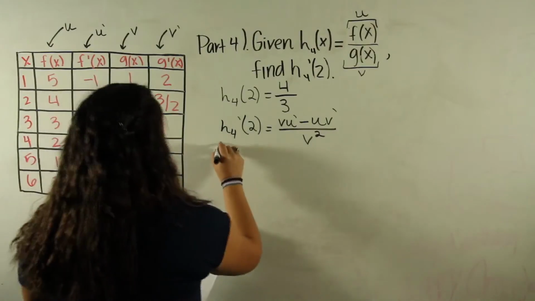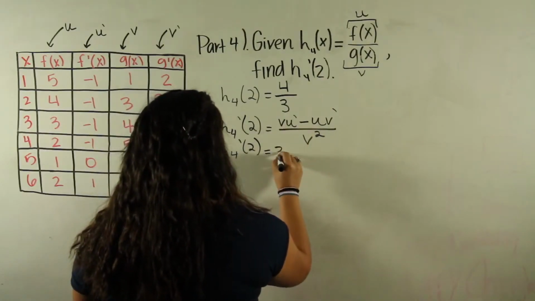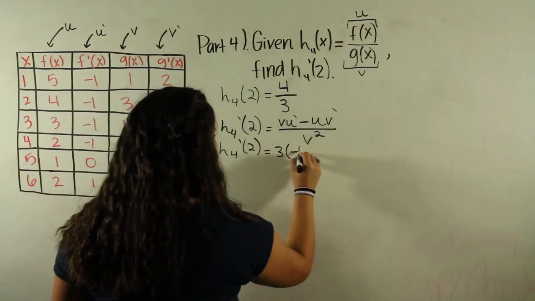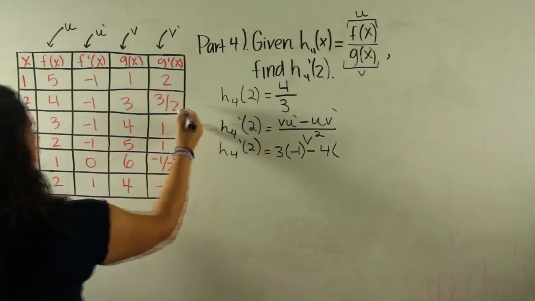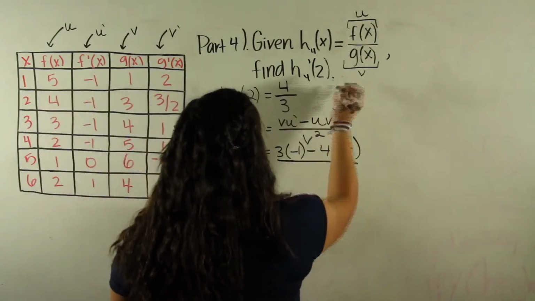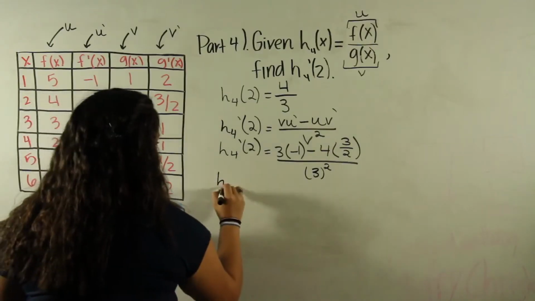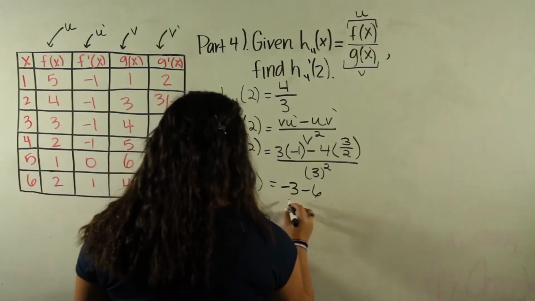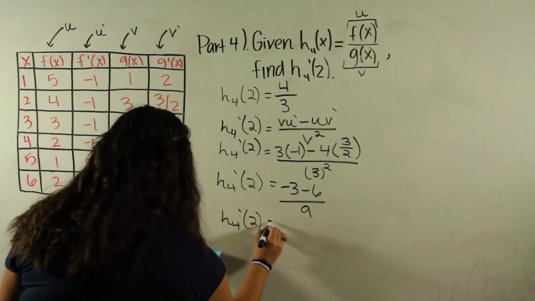So plugging in what we know, h4 prime of 2, v is 3, write it down a little lower, and then u prime when x equals 2 is negative 1, minus 4 times v prime of 2, which is 3 over 2. And this is all over v squared, which we know that v is 3, so 3 squared. So now it's just simple math, and we know that h4 prime of 2 equals negative 3 minus 6 over 9. And so now we know that h4 prime of 2 equals negative 1.